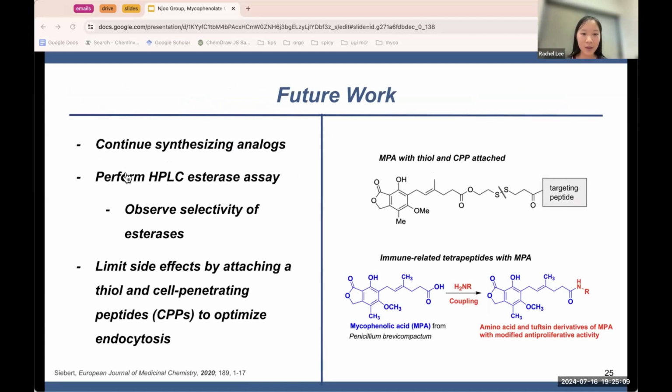As a future project, because MPA is associated with unpleasant side effects in the digestive, circulatory, and nervous systems, we aim to attach a thiol and a specific targeting peptide, which would allow this molecule to become more easily endocytosed by specific protein receptors. Once endocytosed, reduction of the disulfide bond would occur by reducing agents found naturally in the cell. In past literature, researchers have attached immune-related tetrapeptides like tuftsin to MPA. So by attaching cell-penetrating peptides, we hope to facilitate absorption and decrease side effects.